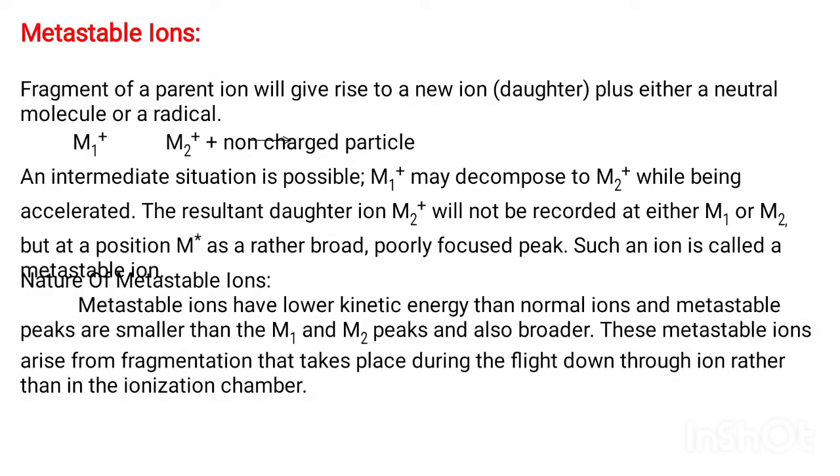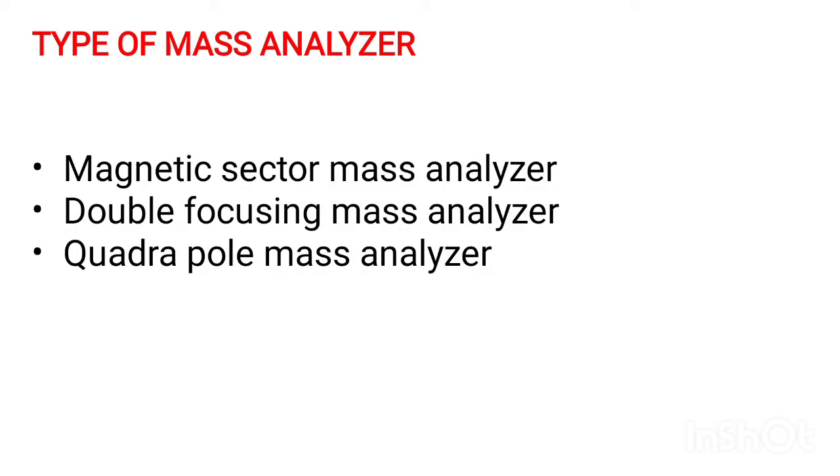Now, what is the nature of a metastable ion? Metastable ions have lower kinetic energy than normal ions, and metastable peaks are smaller than the M1 and M2 peaks and are also broader. This metastable ion arises from fragmentation that takes place during the flight down the tube rather than in the ionization chamber. Now, types of mass analyzer. There are three types: magnetic sector mass analyzer, double focusing mass analyzer, and quadrupole mass analyzer.